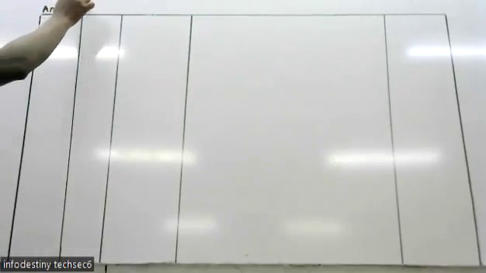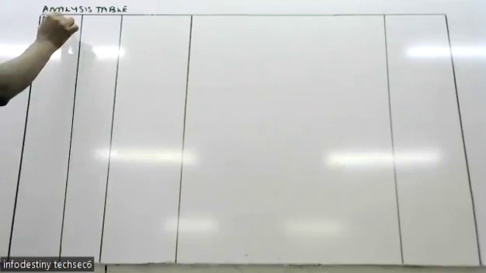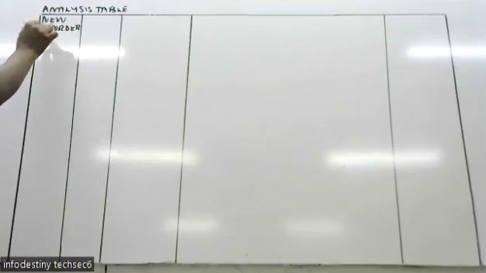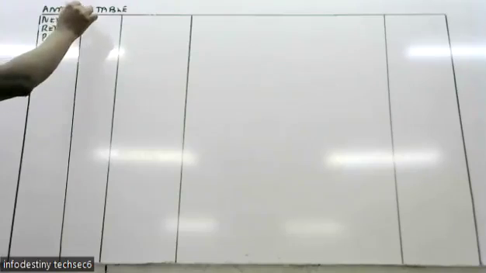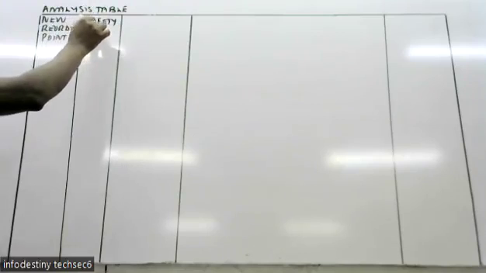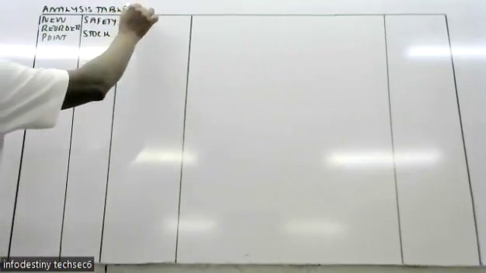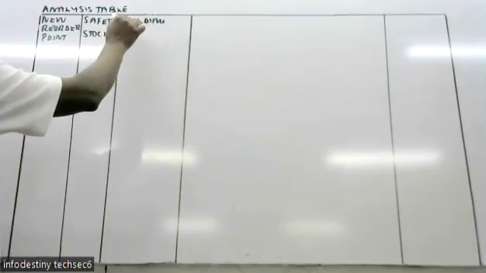So we now draw the analysis table. In this analysis table, the first column is called the reorder points. Then here we have safety stock. Then we have holding costs.